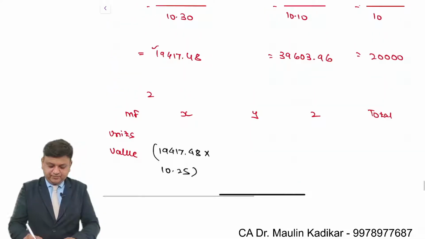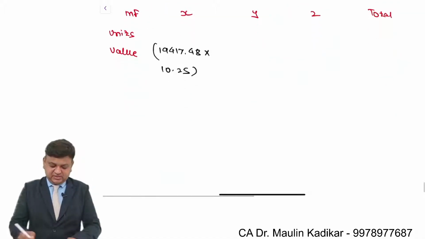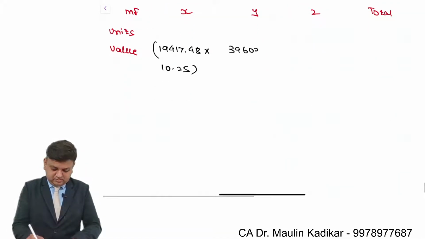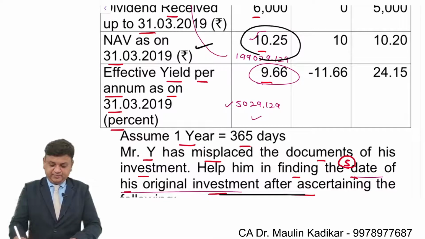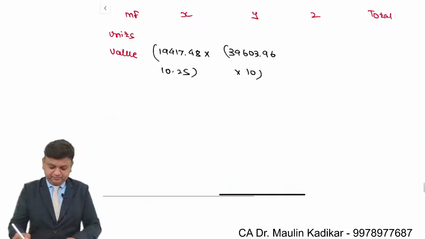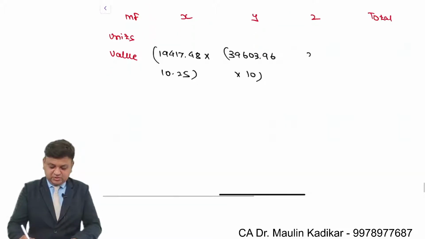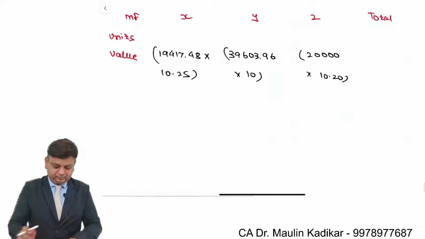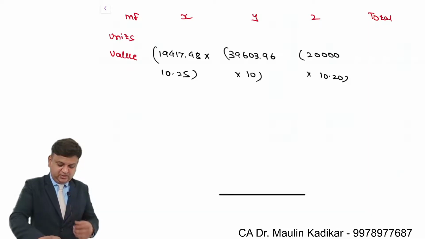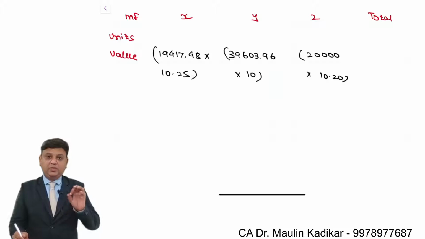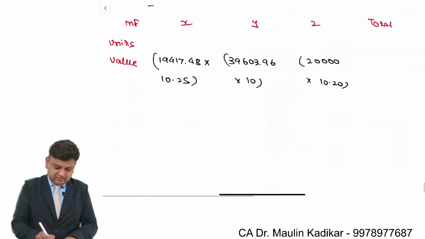Next, 39,603.96 into 10 rupees. That is the NAV at the end of the 3 months, which is required to be mentioned here. And in the last case it is 10.2. So 20,000 into 10 rupees 20 paise. So 19,417.48 into 10.25 is 1,99,029.17.